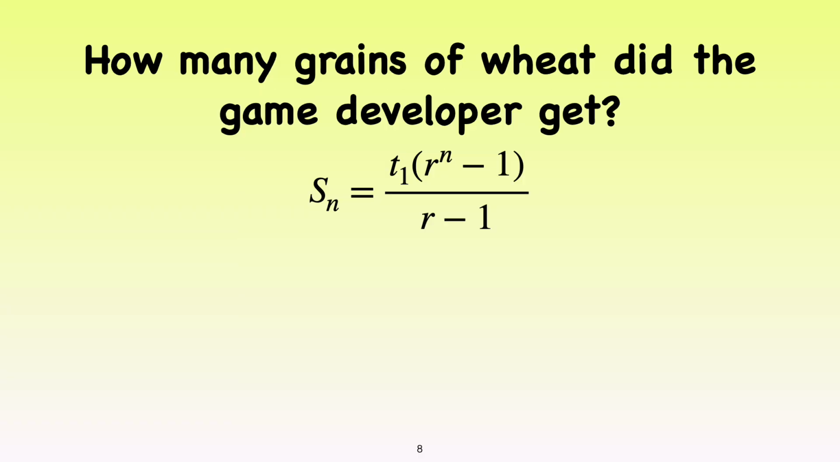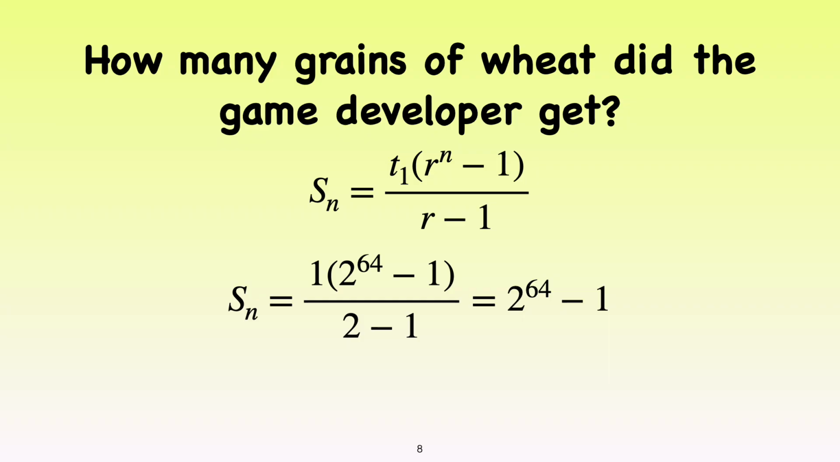Now, where would I ever want to use this formula? Oh yeah, what about the inventor of chess? Remember, he walked away with about 1 kilo of wheat from the 15th square, and we now have a formula to say how much he got altogether. Let's plug in what we know.